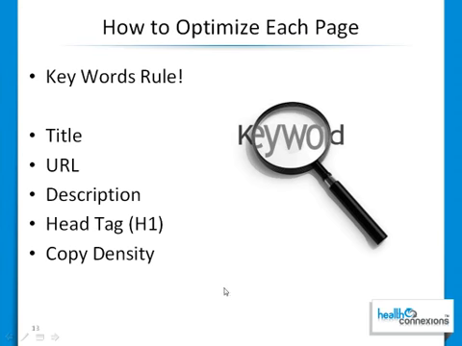So the question is now, how do you optimize each page? So we know that keywords rule, and there's actually 4 areas that you want to look at. You want to look at the title on your page, the URL of your page, the description, the header tag or the H1 tag, and your copy density. So I'm going to explain those a little bit, and then we'll go look at an example as well.